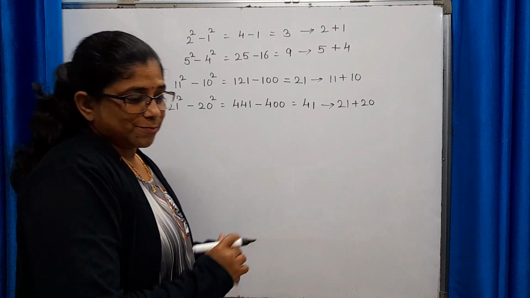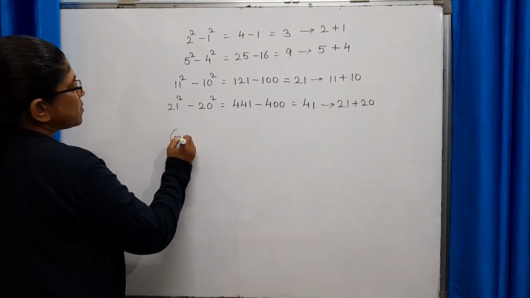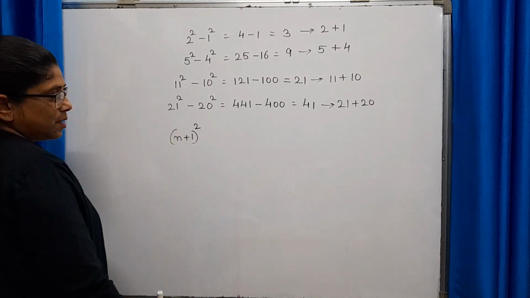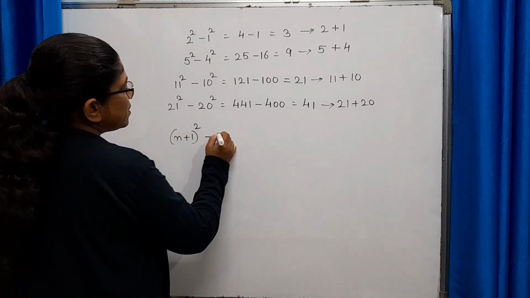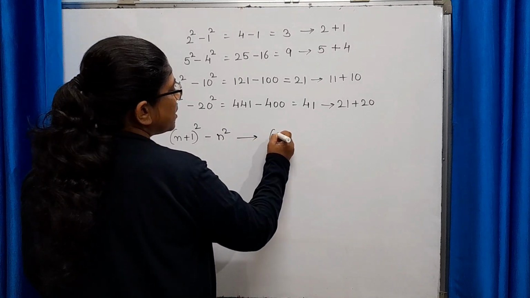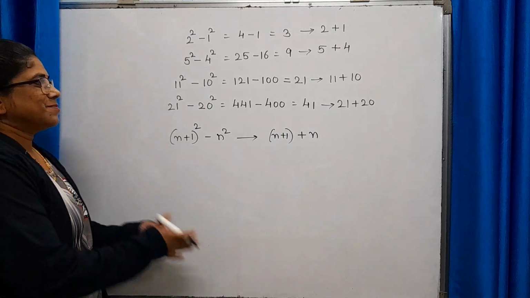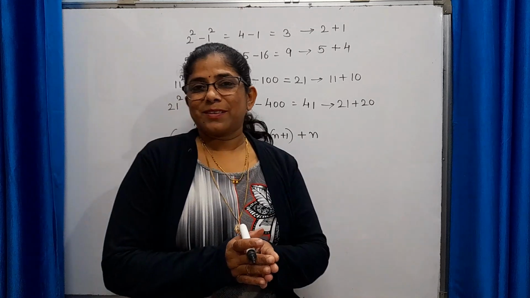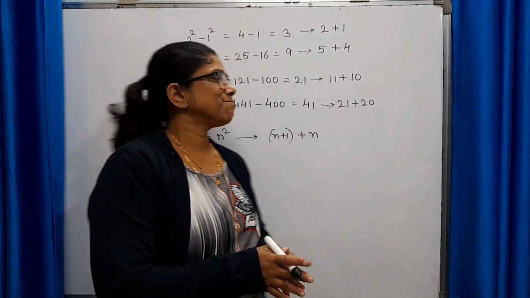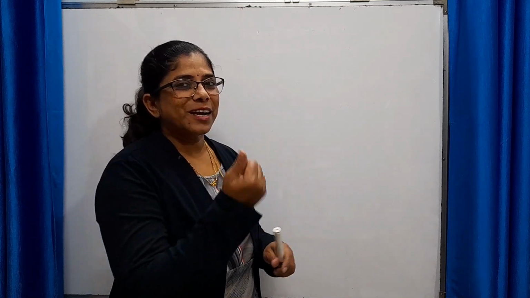So now, what can we conclude about this fact? That if we find this difference, that is square of one number and its previous number, this is nothing but n plus 1 plus n. This is the difference. One more amazing fact. One more is there. These facts, they are really interesting. They are just amazing. Now just have a look at this fact.